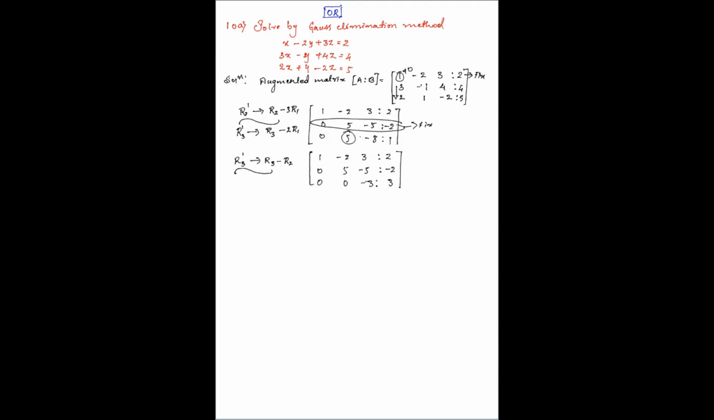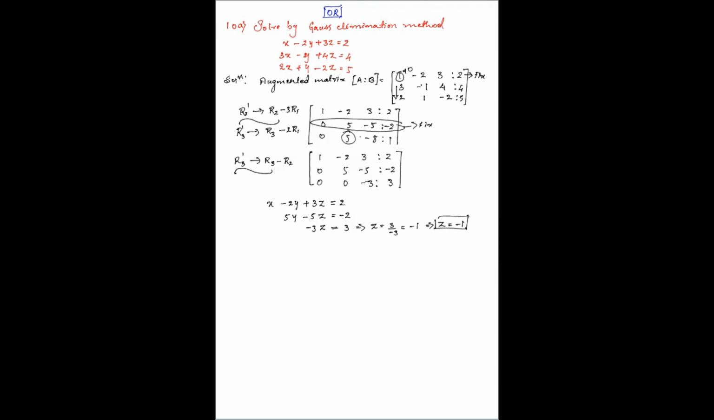Now convert this to system of equation. So this system of equation becomes x minus 2y plus 3z equal to 2, 5y minus 5z equal to minus 2, minus 3z equal to 3. So from this equation z is 3 by minus 3, which means minus 1. I got the value of z as minus 1.